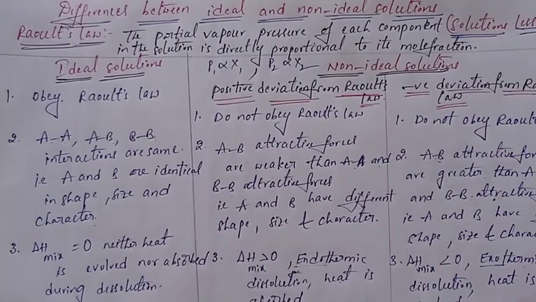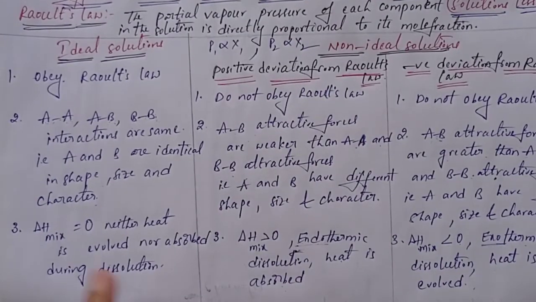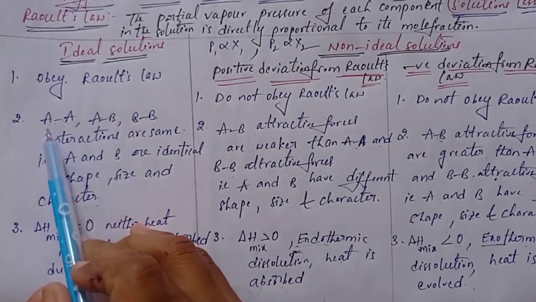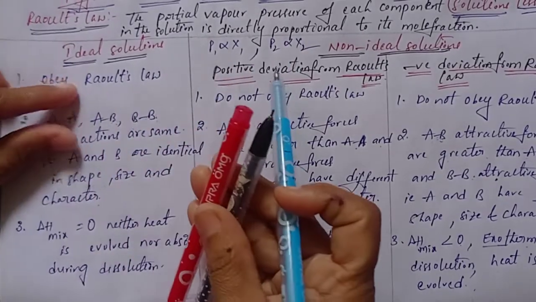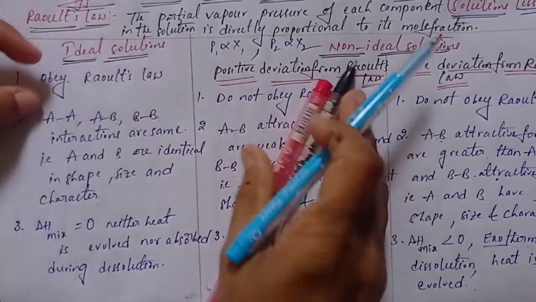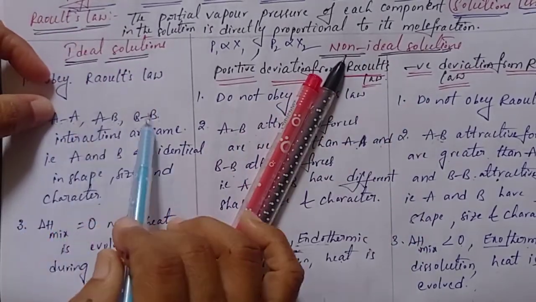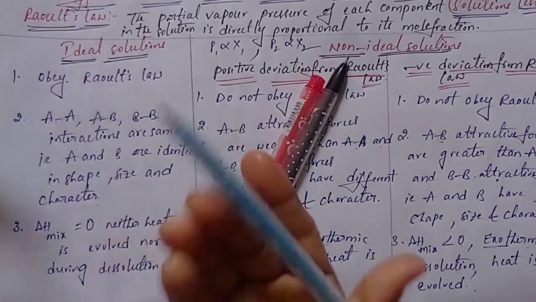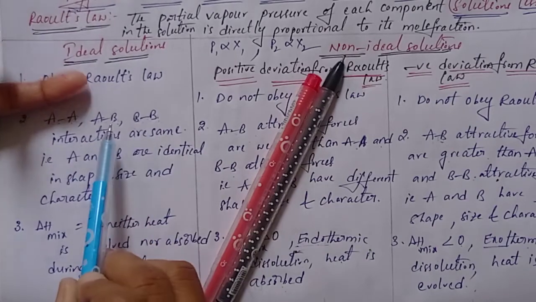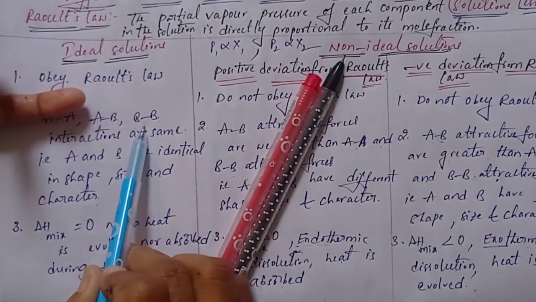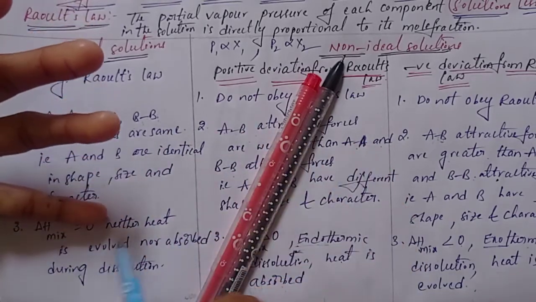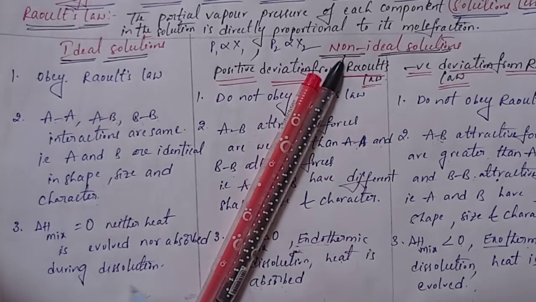Now in the case of ideal solution, students, what I told, delta H value equals 0, because the attractive forces between the two components, suppose this is the first component A and this is the component B, between the same component and between the two different components, attractive forces are the same. So the same amount of energy is required and released during the dissolution. Neither heat is evolved nor absorbed during the dissolution.